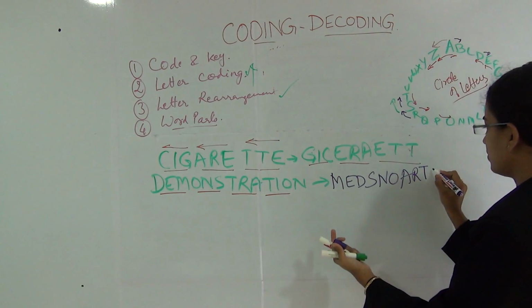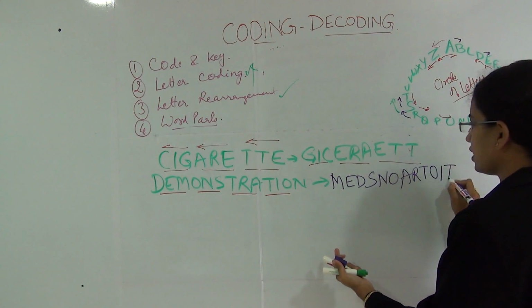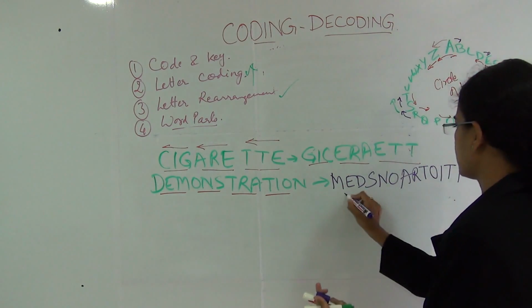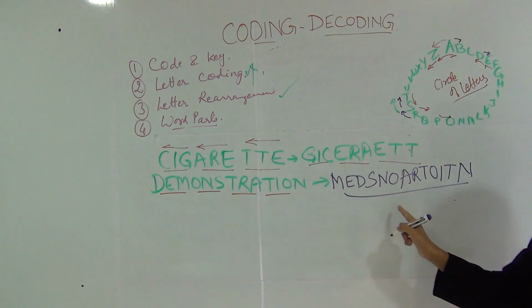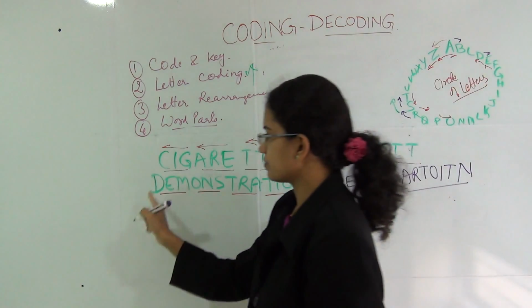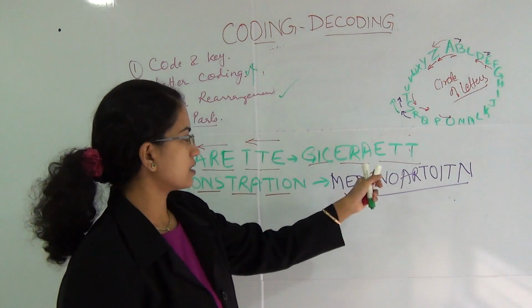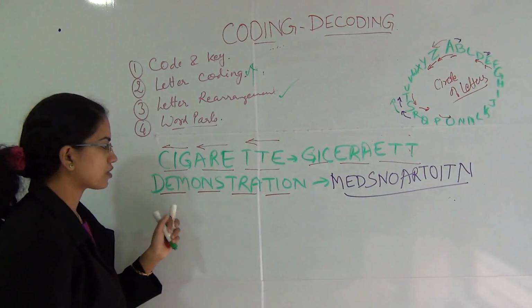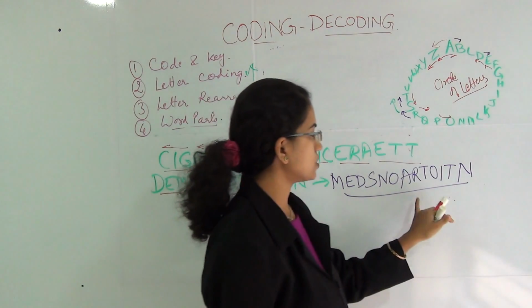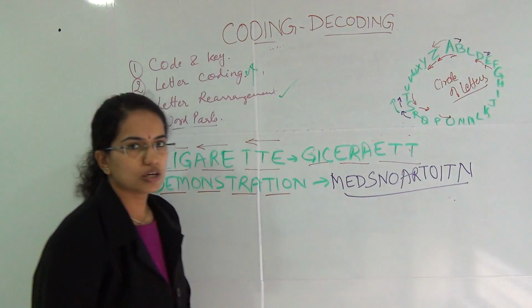TIO would become OIT, and N will remain as such. So this would be the letter rearrangement solution for demonstration. If I am given that cigarette in any code language becomes this, what would the word demonstration become? So demonstration would become this in the code language.